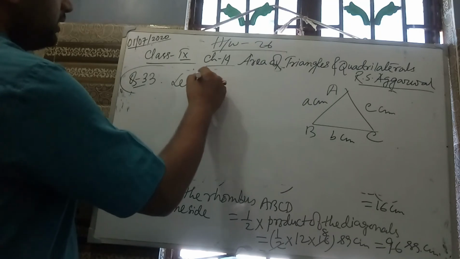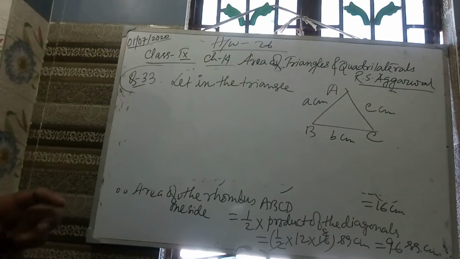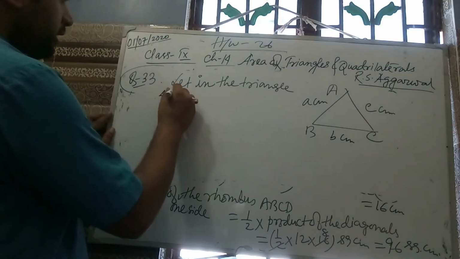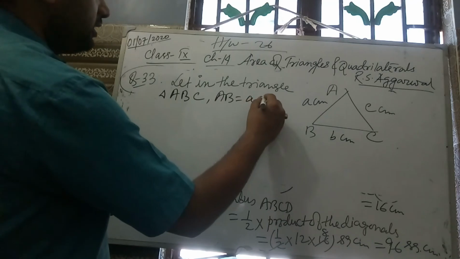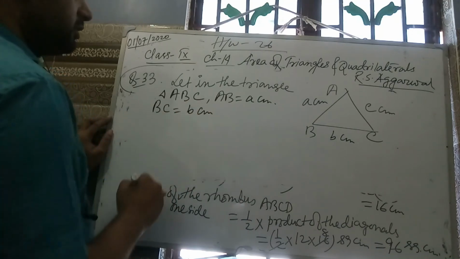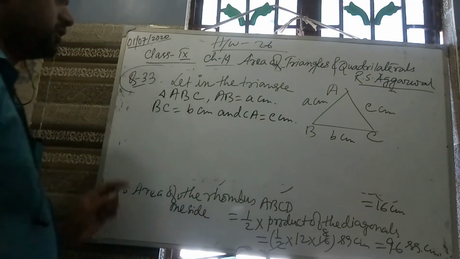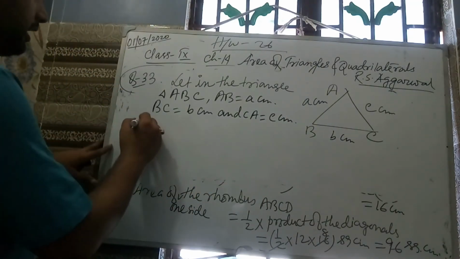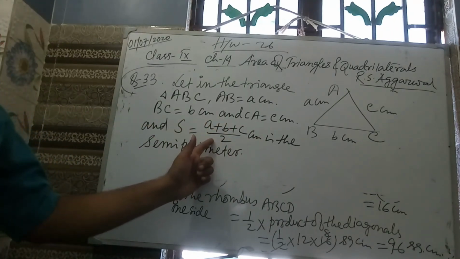Let in the triangle ABC, AB equal to a centimeter, BC equal to b centimeter, and CA equal to c centimeter. Okay. And S, the semi-perimeter, is a plus b plus c by 2.